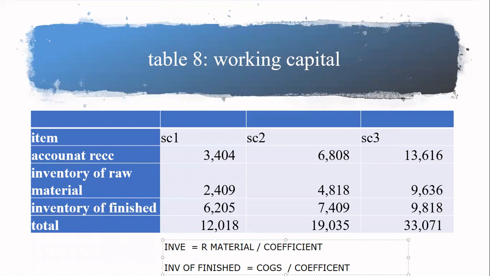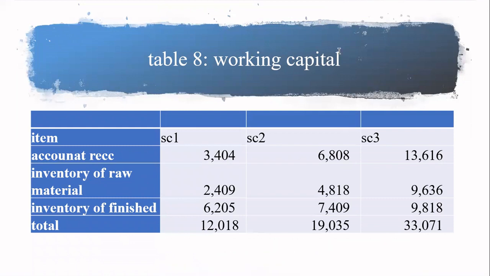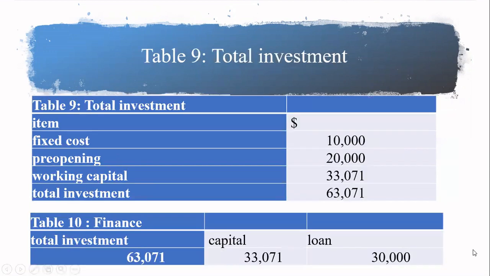In this project, we are not buying anything on credit, so there is no accounts payable in this case. After we find the working capital, which is 33,000, we can go to the following step, which is determining the total investment.